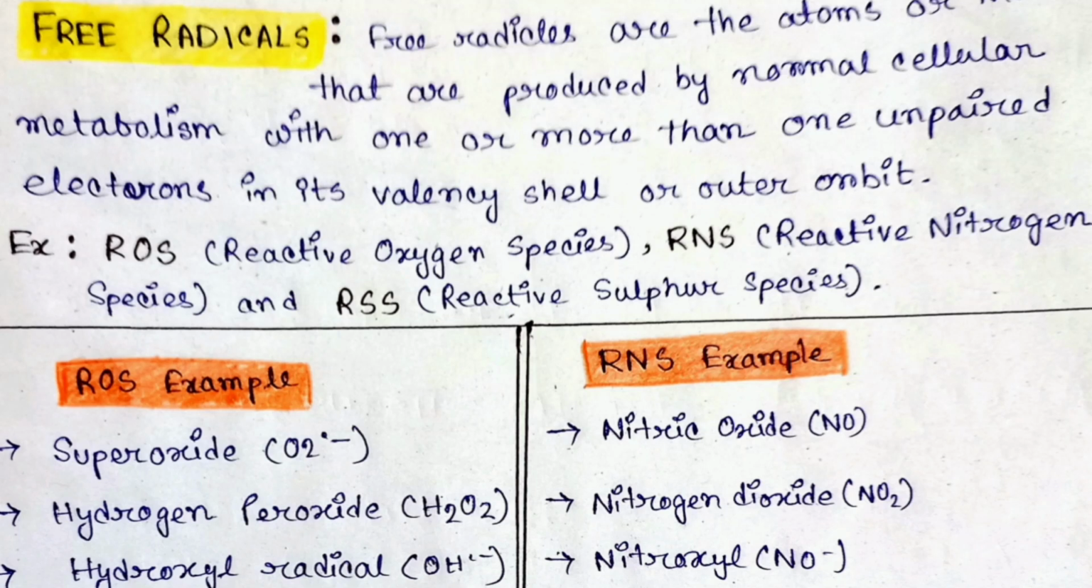Hello everyone. In this reel I am going to talk about the free radical, its source and the mechanism of action of free radical in our body. Free radicals are atoms or molecules that are produced by normal cellular metabolism with one or more unpaired electrons in their valency shell or outer orbit. Examples of free radicals are ROS, reactive oxygen species, RNS, reactive nitrogen species, and RSS, reactive sulfur species.